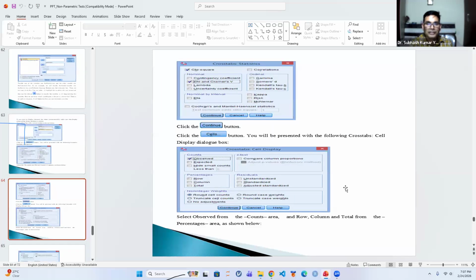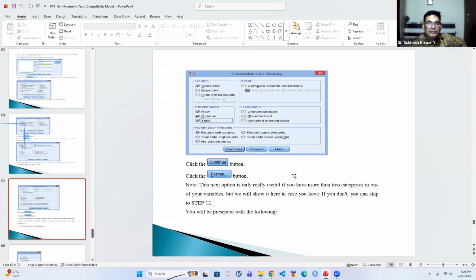So here you can see if we are interested in phi and Cramer's V to check for the nominal data, and if we go for the ordinal data, then Kendall tau can be calculated, or you can calculate the correlation as well. So we wish that the observed counts should be displayed in the cells. So observed frequency should be there. You can also put a tick on that.